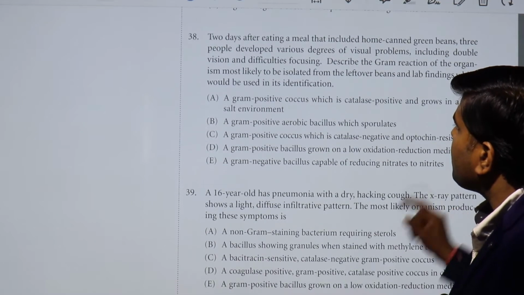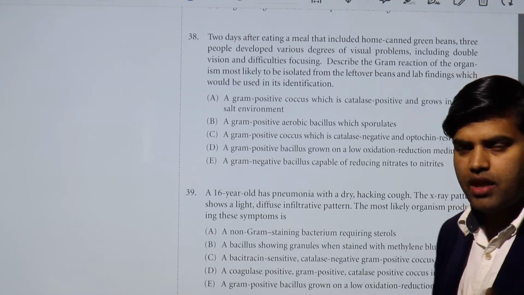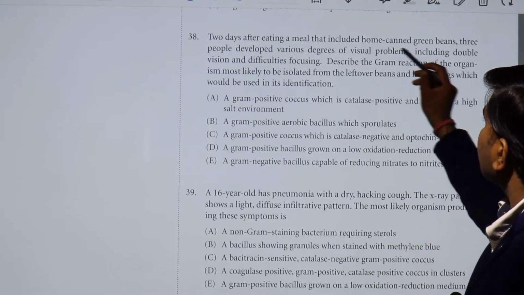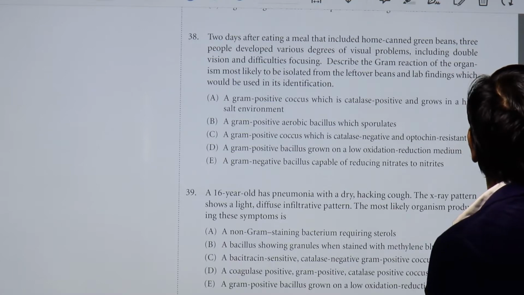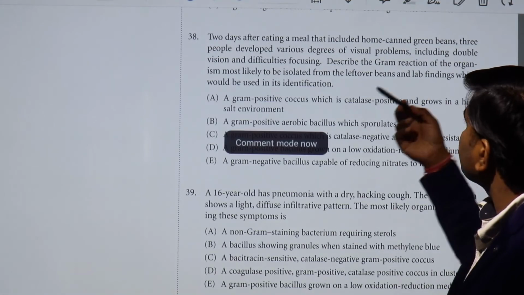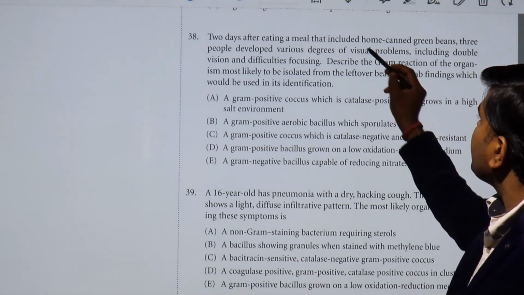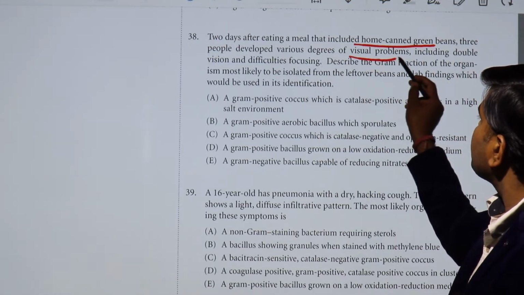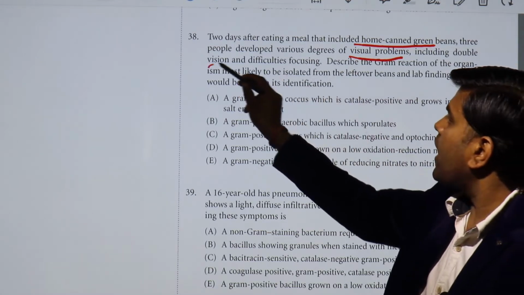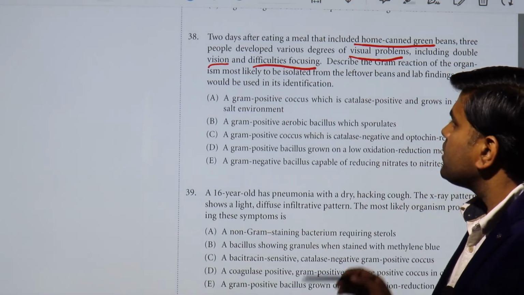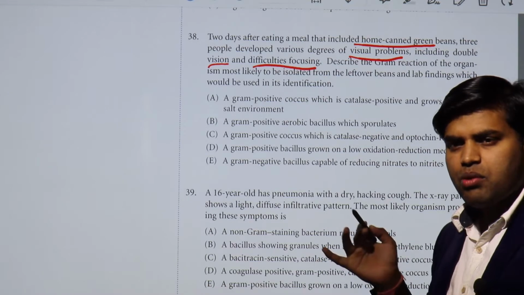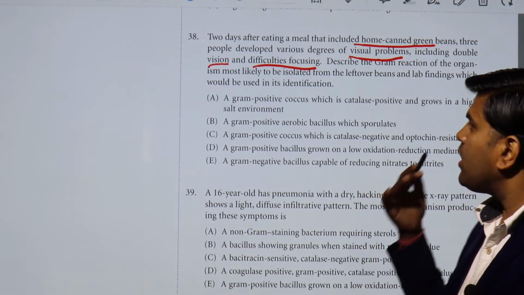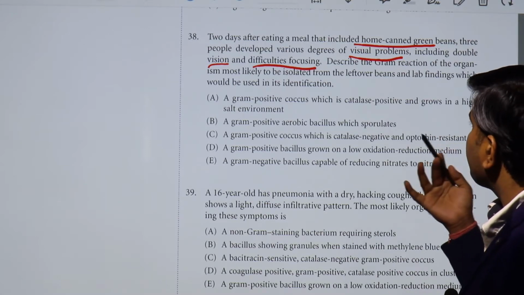Okay, let's move forward to another question. Two days after eating a meal that included home canned beans, these people develop various degrees of visual problems, including double vision and difficulty focusing. So there is talking about some features of a bacterial infection that has caused the patient to develop this diplopia, or difficult visual problem.